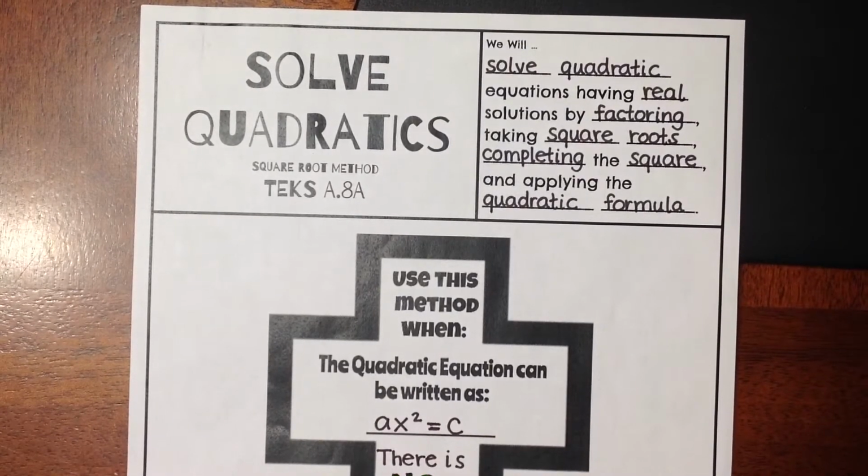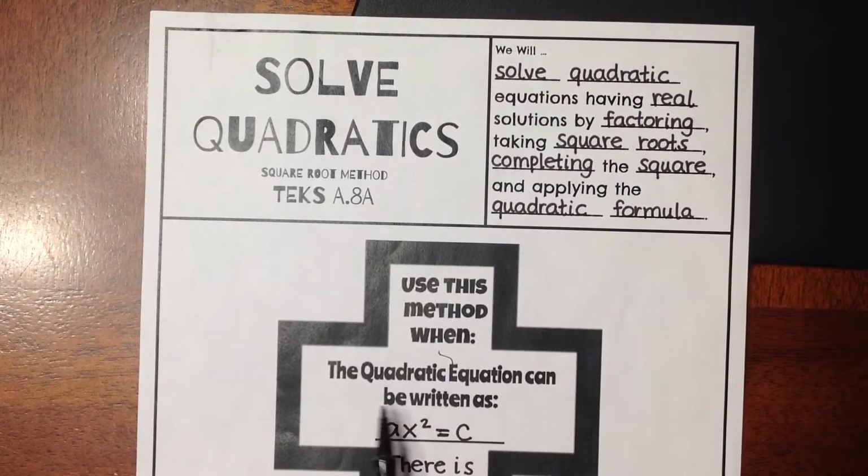Okay, today we're going to be talking about solving quadratics using the square root method. So we will look at real solutions, and we're going to use this method when the quadratic equation can be written as ax squared equals c. And notice there is no x term.